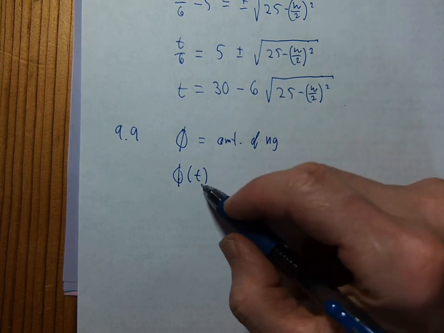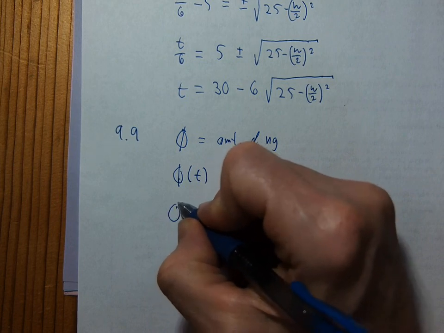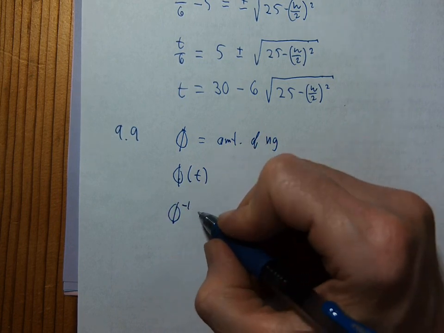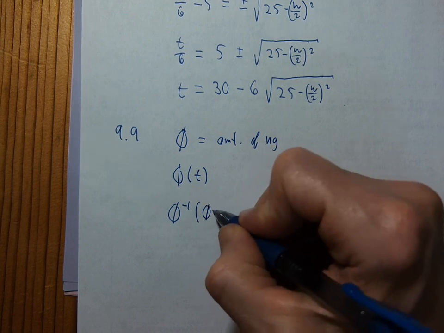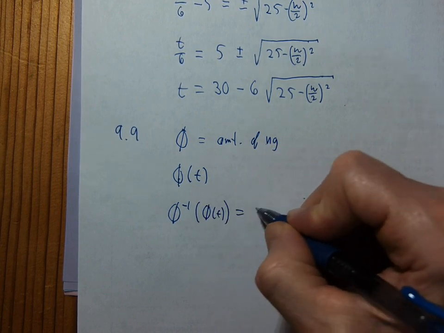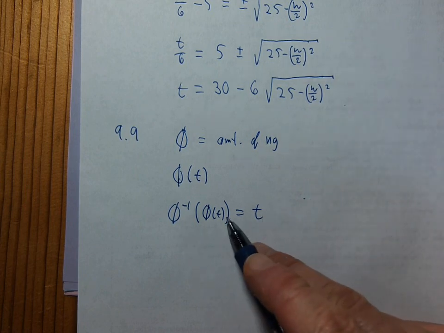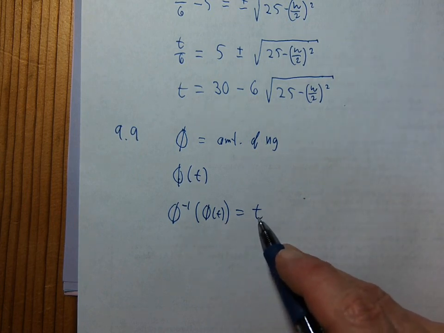So the inverse function phi negative 1, if we take phi negative 1 of phi of the time, it just gives us the time back. They cancel each other out. You just get whatever's in the parentheses back. So that's all they're saying here.